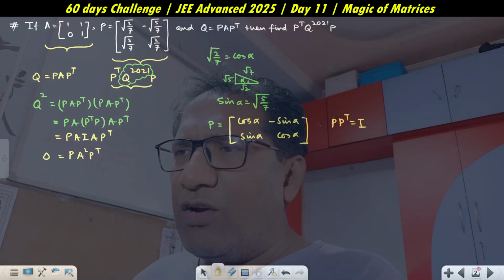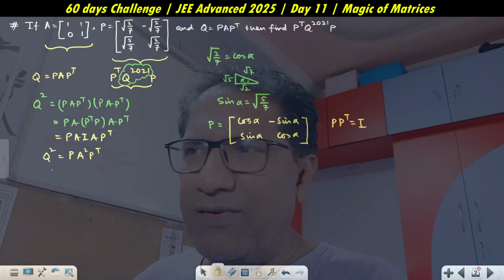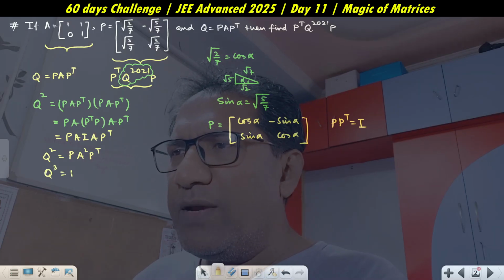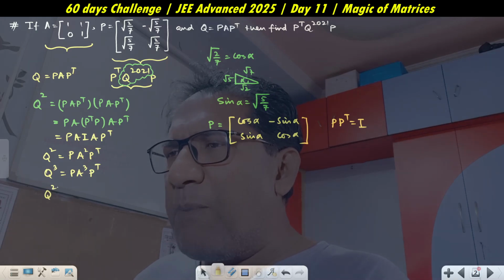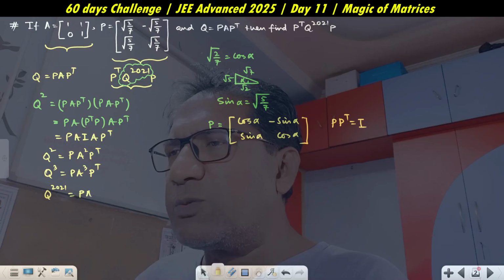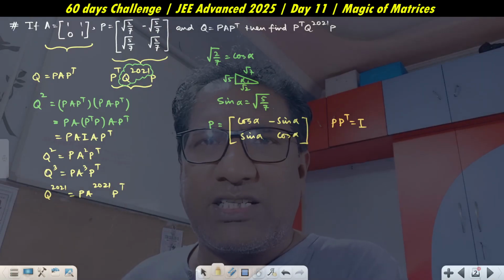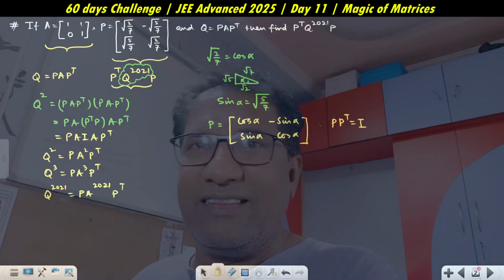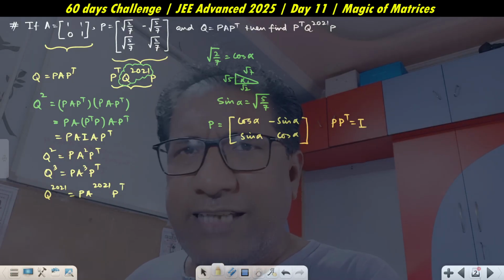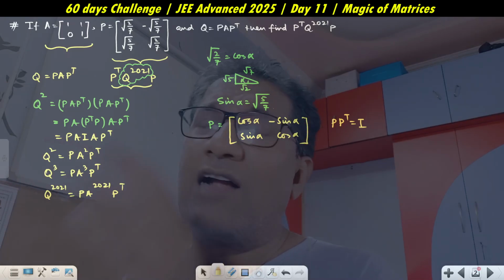So I have now recognized the pattern. Q square is coming to P A square P transpose. If you go for Q cube, it will give us P A cube P transpose. So obviously, Q to the power 2021 is P A to the power 2021 P transpose. Yes or no? See how quickly we have reached our destination the moment we have recognized the matrix. That's why these two matrices that I have shown you in my previous page are so very important.